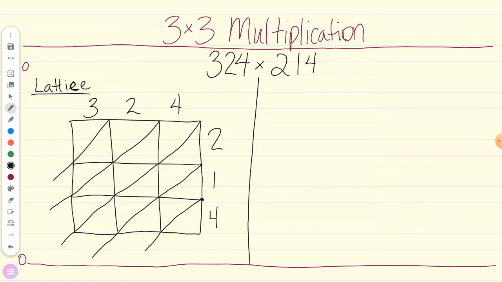Now we finally get to do some math. Colby, what do you want to do first? What math problem? 4 times 2. Okay, what is 4 times 2? 8. So how do I write that? 08. Good job.